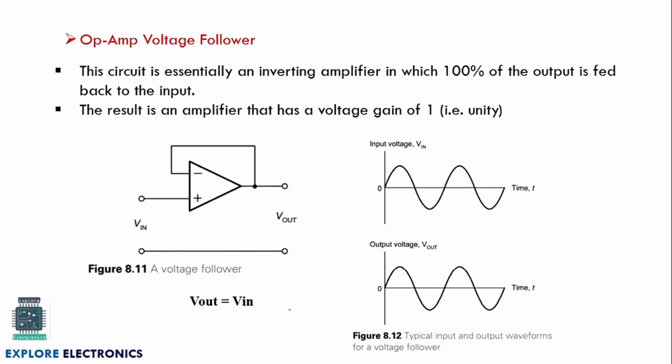Take Rf equal to 0. Since there is no feedback path here, we can treat this Rf as 0. By taking this Rf as 0 and Rin, or the resistance over here, as infinite, we get Vout equal to Vin if we apply it to the inverting amplifier expression. Then the waveform, if you observe, this is the Vin signal, and the output will be the same. The output is following the input.